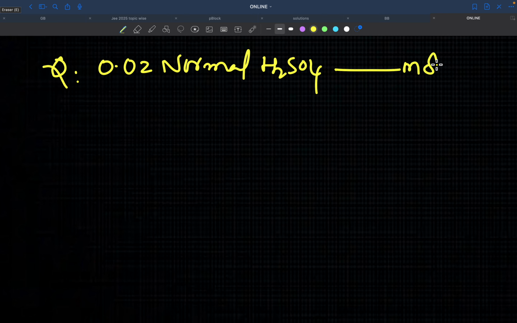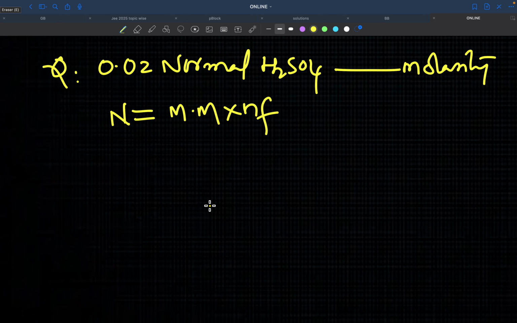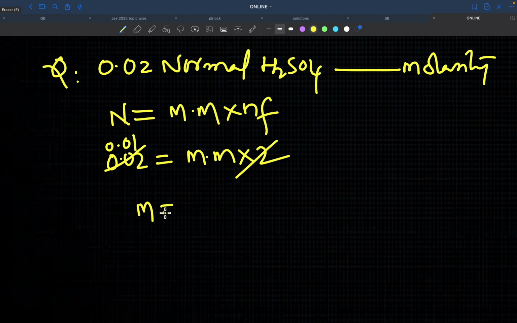What is the molarity? Such a question can also be asked. The question is asked in the reverse way. So in this case, you have to use the relation N equals molar mass into n factor. Normality is given to us, 0.02 equals molarity into 2. So this goes 0.01 times. So molarity equals 0.01 molar.